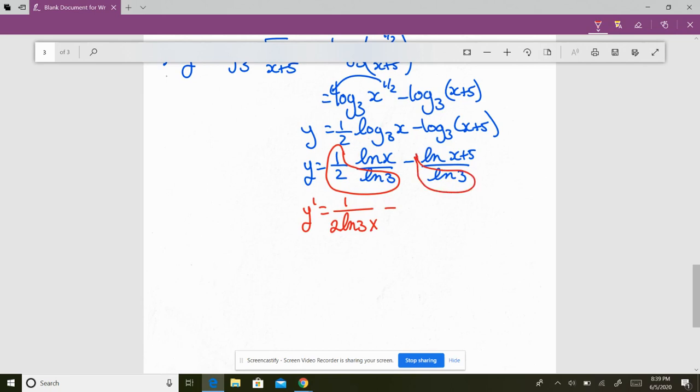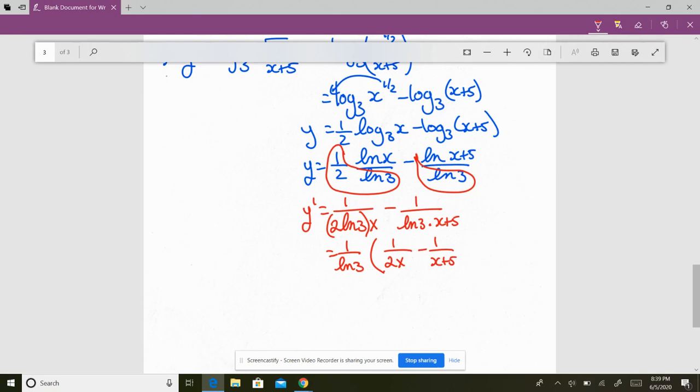1 over natural log of 3 is a constant, so I'm deriving natural log of x plus 5, which is 1 over x plus 5. So I get 1 over natural log of 3 times x plus 5. And I guess I should make it clear that this is 2 natural log of 3 times x. It's not 3x. If you could leave it like that, you could clean it up a bit. I could factor out a 1 over natural log of 3. And I'm left with 1 over 2x minus 1 over x plus 5.